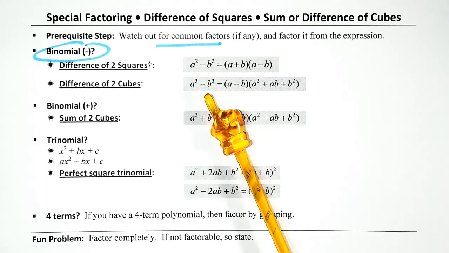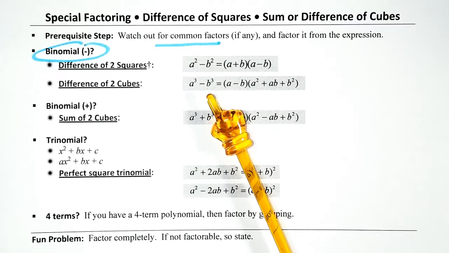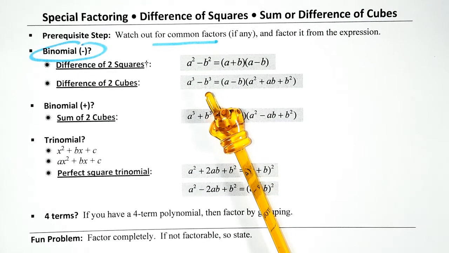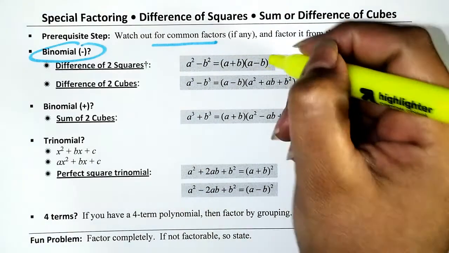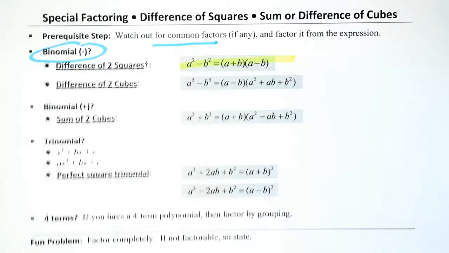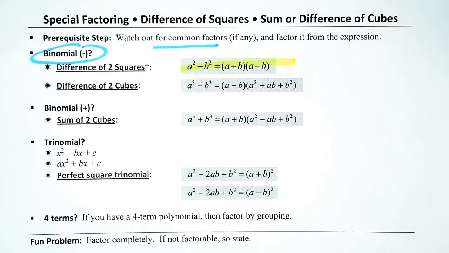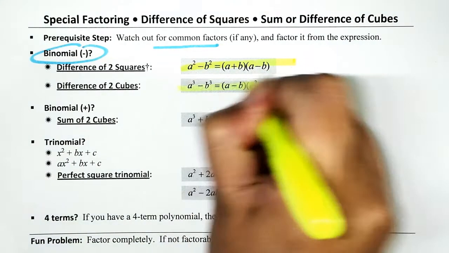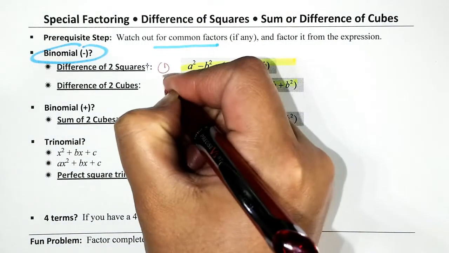Okay, some of these problems could get ugly really quick, and depending on your choices, you are not going to be able to factor completely by using conventional techniques. So this is my recommendation. Binomial minus, first check to see if you have a difference of squares. If you do, handle it, and if you don't, then see if you have a difference of cubes. So first this one and then that one.